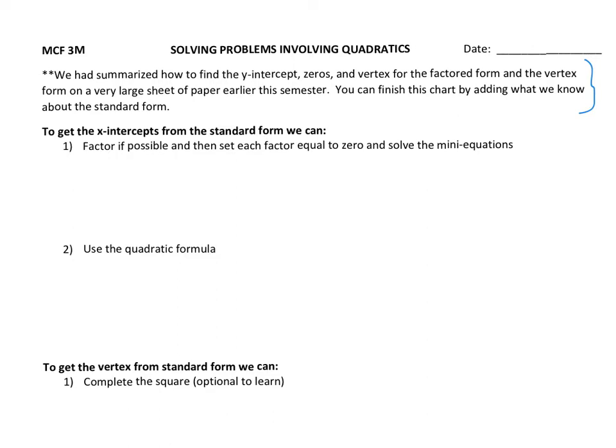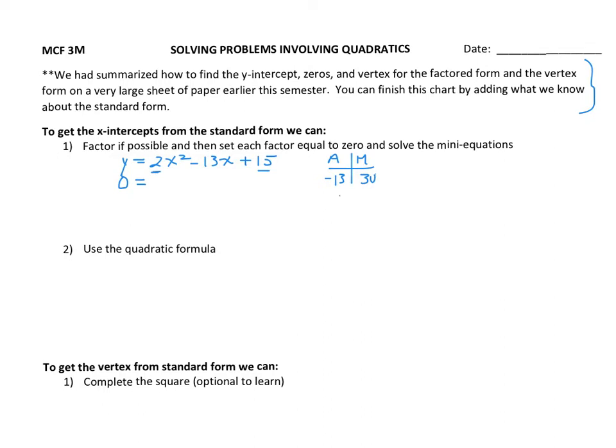All right, first of all, to get the x-intercepts from the standard form, we can factor if possible, and then set each factor equal to 0 and solve the mini equation. So if you have that standard form, for example, y equals 2x squared minus 13x plus 15, and you want to find the x-intercepts, you would set that y equal to 0, and then try factoring this. It's a trinomial, there's nothing common to factor out. I'd be looking for two numbers that add to negative 13 and multiply to positive 30. Remember that positive 30 comes from multiplying the 2 and the 15 together.